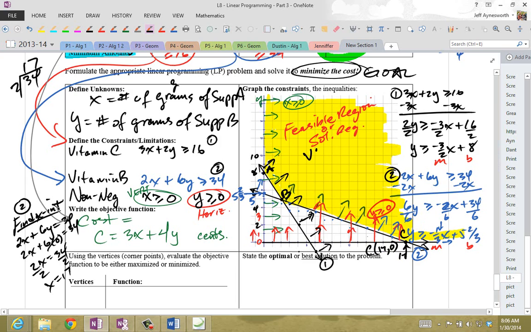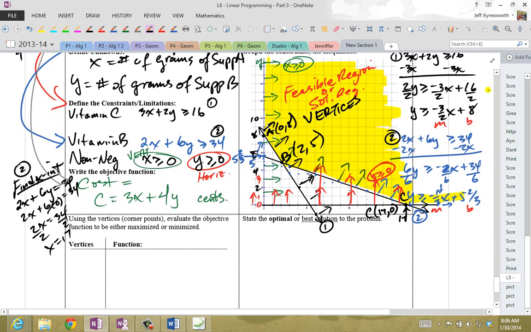Let's write down our vertices here. A was 0, 8. These are vertices. All right, B is 2, 5. And point C is 17, 0. And those are the only 3 vertices we have. One of these minimizes the cost function. So let's take our cost function down here, 3x plus 4y.